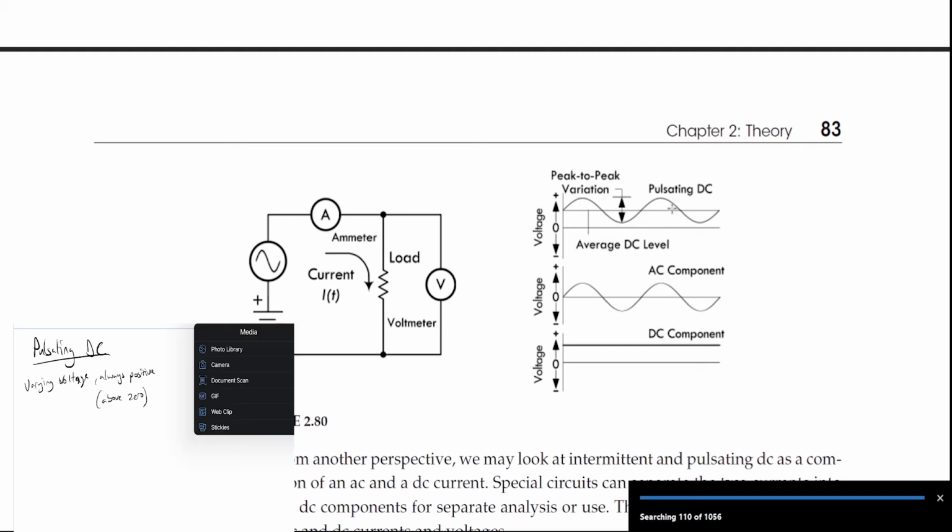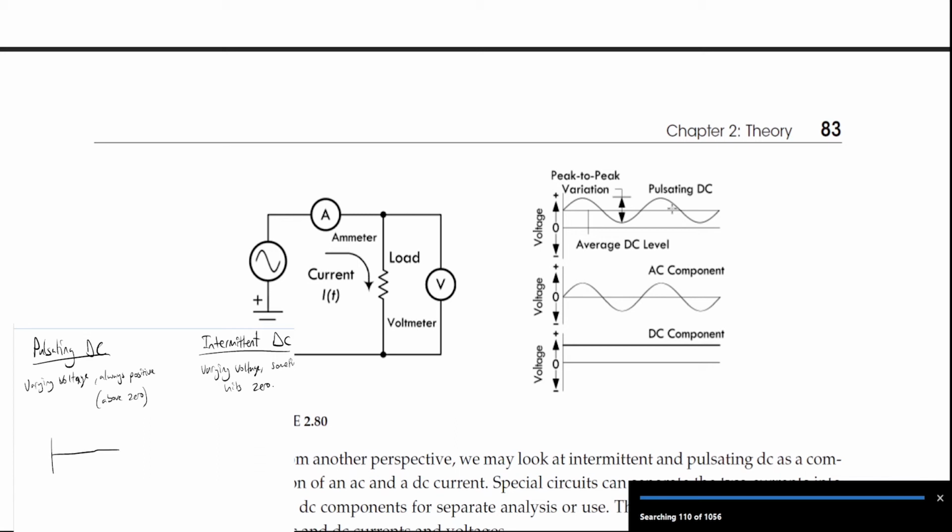Yep, comfortable with that. Let's just do this. Okay, zero, and then you've got something like that, right? So you've got 0 volts there, say 12 volts here. You've got pulsating DC, and then intermittent.